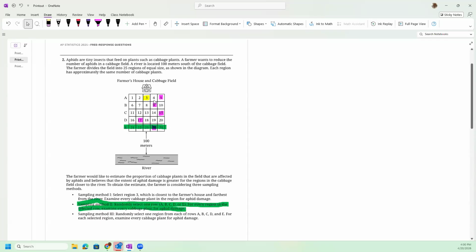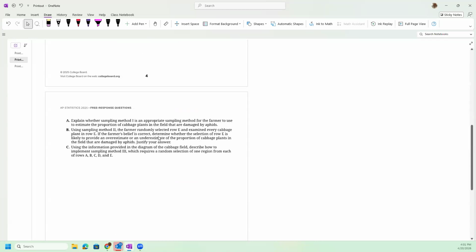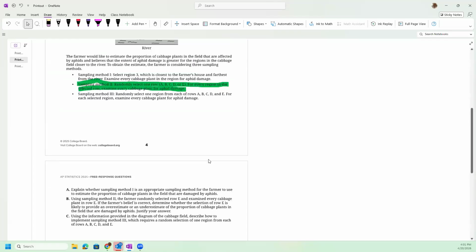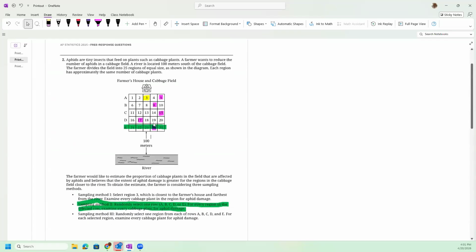It's not going to ask us why this is better. Watch what this asks us. It asks us to describe how to implement sampling method 3, which requires a random selection from one region of each of the rows A, B, C, D, E. Now, I'm assuming most of your teachers taught you a random number table, or flipping a coin, or something like that. Am I correct in that? Yes. Okay. Did any of your teachers teach you about this?